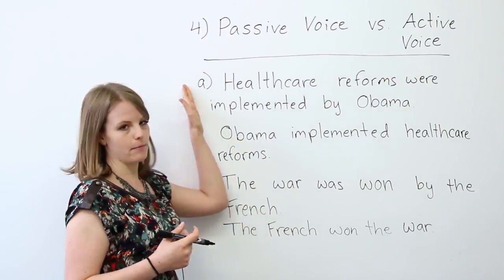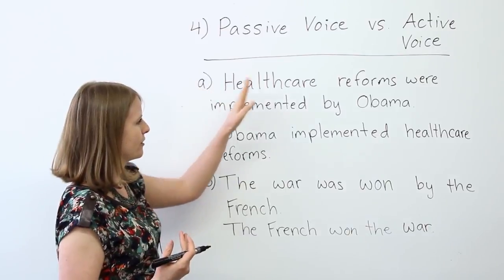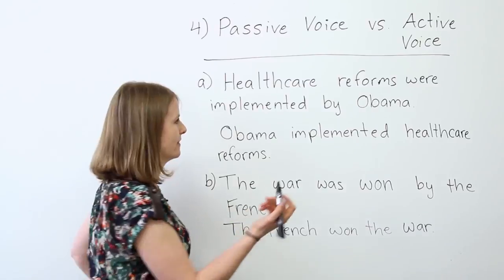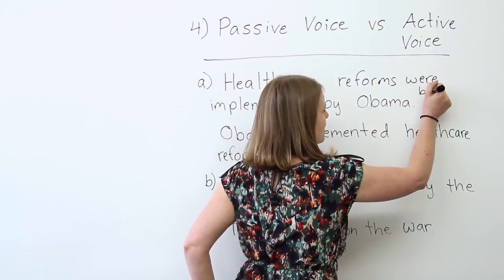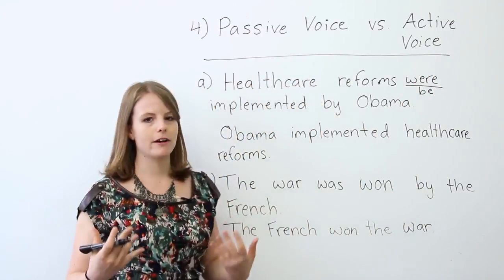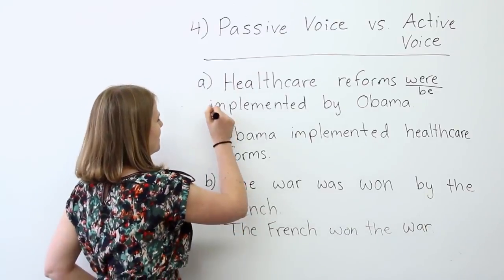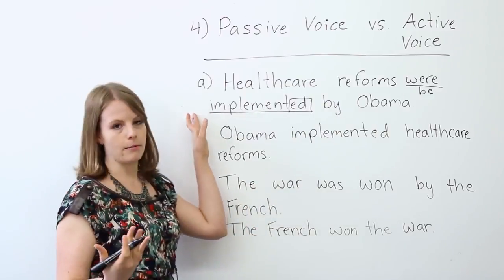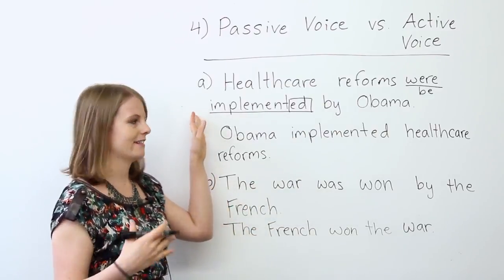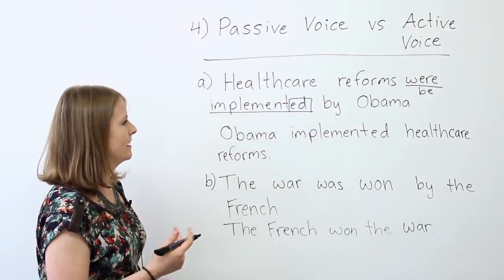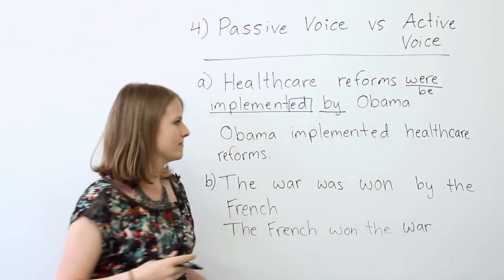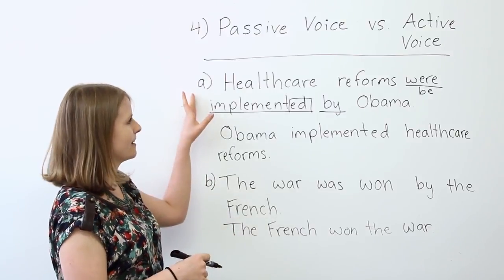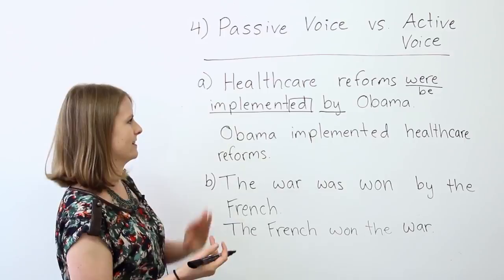So here is an example of the passive voice. Healthcare reforms were implemented by Obama. Okay, so notice first we have a form of the verb to be, and then we have the past participle of implement, in this case implemented, so you see an ed, and then oftentimes we have the word by someone. So this is an example of a passive voice sentence.